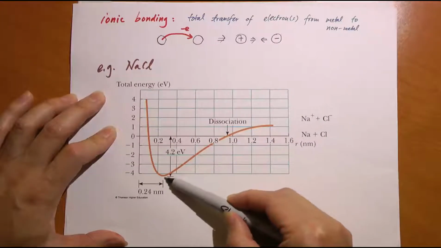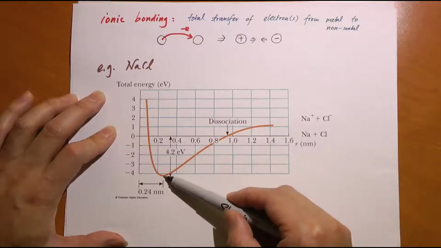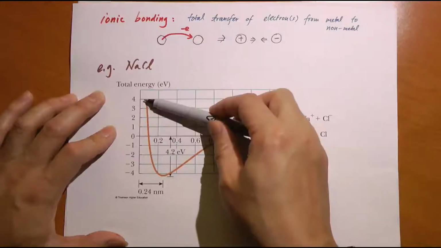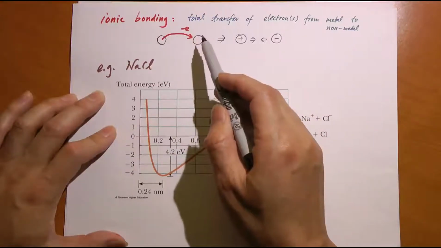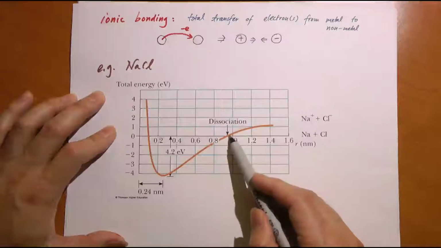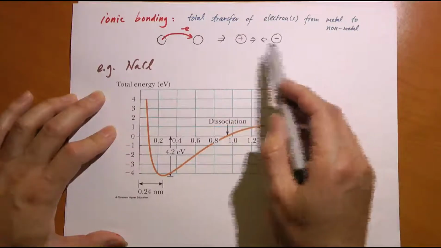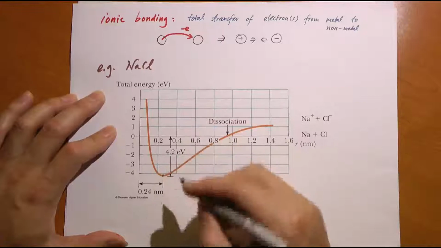Lower, lower, lower, until the separation between them becomes 0.24 nanometers. At that distance, the total energy of the two-particle system, NaCl, becomes the lowest. Beyond that, when they get that close, they start to repel each other, and then the total energy rises. So you see, it actually pays for these two to have an electron transfer from the sodium to the chlorine, as long as you are below that distance, about 0.9 something nanometers, the total energy will be lower than before the electron transfer. And they're going to settle at that distance, about 0.24 nanometers.